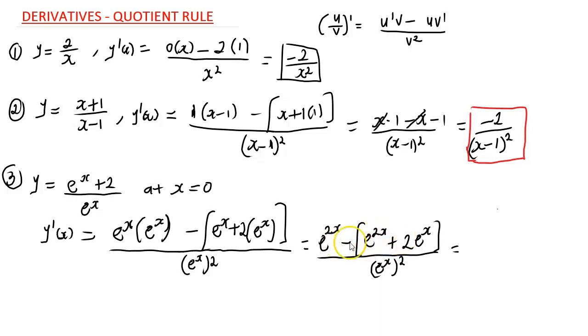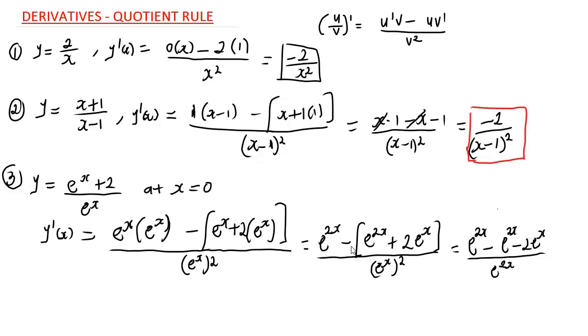Now we need to distribute this value. So we need to multiply everything inside this parenthesis with negative. So doing this, we're going to have e raised to the power of 2s, then minus e raised to the power of 2s. Then negative times positive is going to give us negative. So this is negative 2e raised to the power of s.